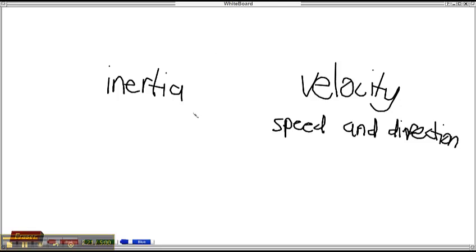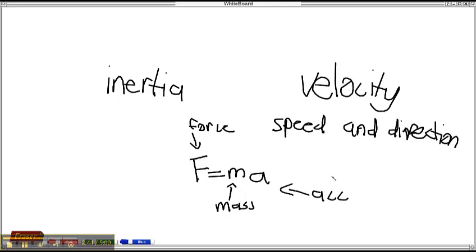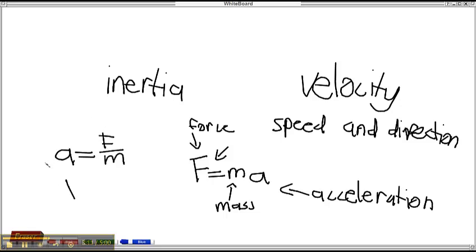Because if you rearrange, and I'm going to delve into this equation much more later, F equals ma, where F equals force, m equals mass, and a equals acceleration. Acceleration would increase depending on the amount of force you put into the object. Because if you rearrange this, it would equal a equals F divided by m. So the acceleration would change depending on the amount of force you put into it.